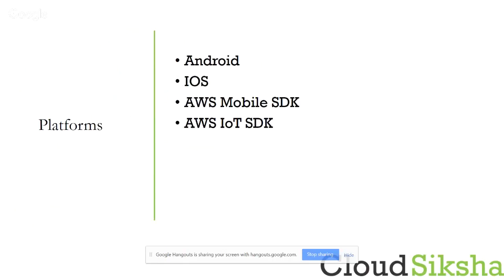And you also have the platforms for which you can build applications. You can build applications using the mobile SDK that Amazon gives. You can build applications for Android or iOS. And as I said earlier, for Internet of Things, there are SDKs available.